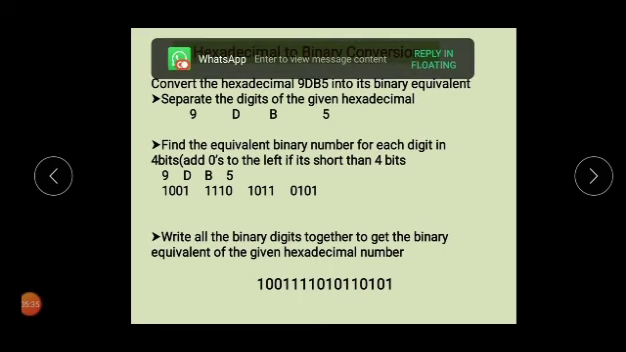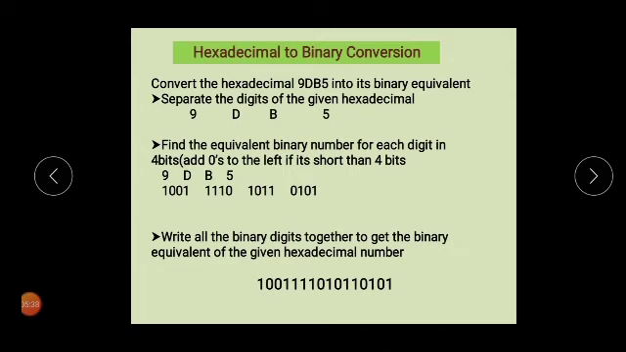Next, coming to hexadecimal to binary conversion. Let us take the example of the hexadecimal number 9DB5. Here, for every digit given in the hexadecimal system, we write its binary form in 4 digits. That is, 5 in binary is written as 0101. Similarly, B is written as 1011.